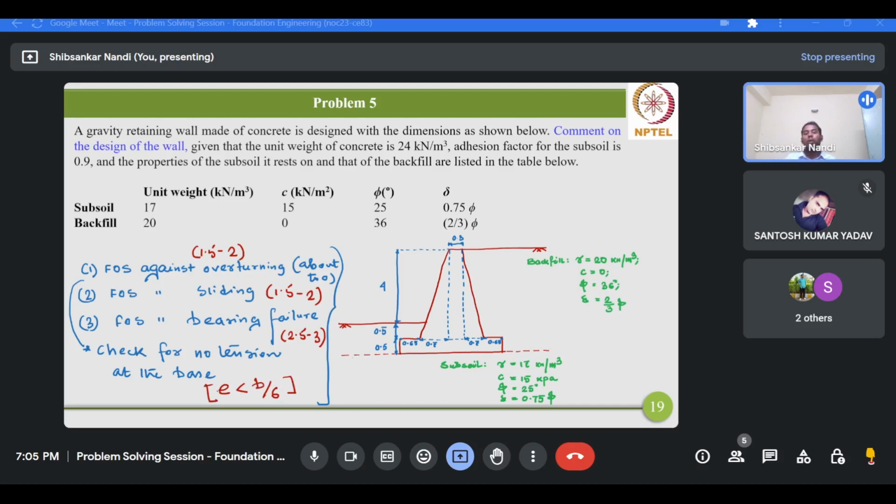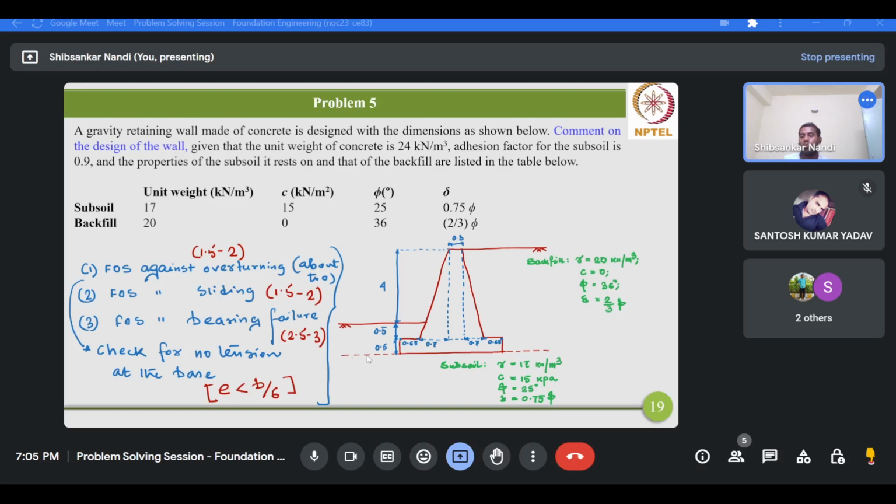B is the width of the base. Here the width of the base is 0.7 plus 0.7 plus 0.3 plus 0.65, that means 3 meter. So 3 by 6, that means 0.5 meter. So the eccentricity should be less than 0.5 meter. Otherwise there will be tension at the base, and if there is tension, the soil will be separated from the base, and that will not basically resist the overturning or sliding, or you have to take the appropriate width that will account also for the eccentric condition when the load is applied with an eccentricity.